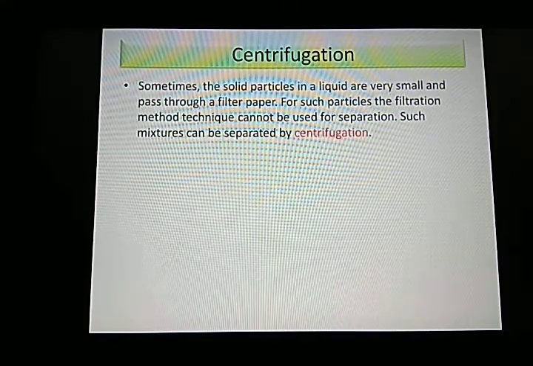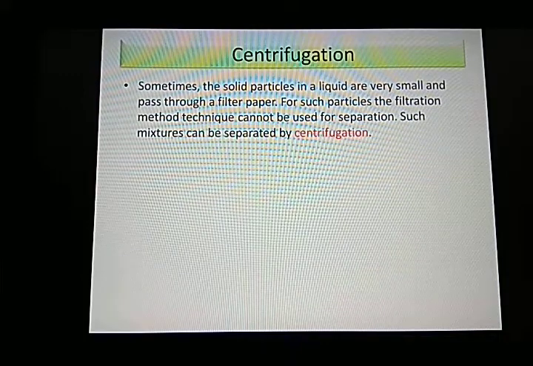Now this method was already mentioned in the colloidal solution, that colloidal solutions can be separated through this process of centrifugation. So let us see now what is actually centrifugation. Sometimes the solid particles in a liquid are very small. Hence the solute that is dissolved in the solvent is very small in size. It is so small that it can easily pass through a filter paper. So that means we cannot separate out the particles through the filtration method.